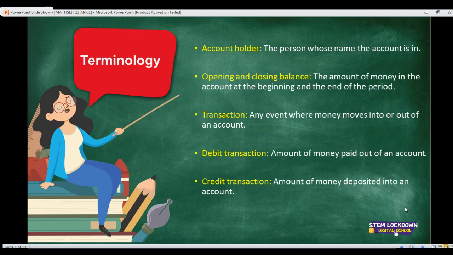That's how they work. And then a transaction is any event where money moves into or out of an account. A debit transaction is an amount of money paid out of an account. So this is money that is going out, or you'd probably say those are your expenses. Then a credit transaction is an amount of money deposited into an account, or money you have available in your account.